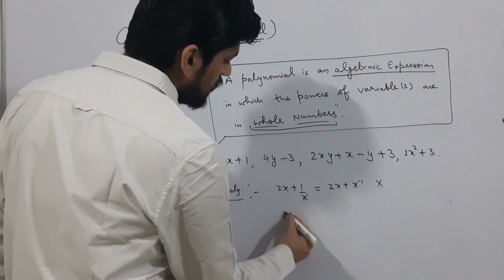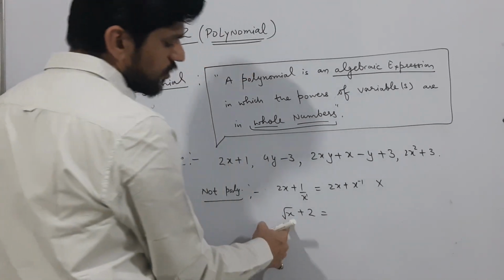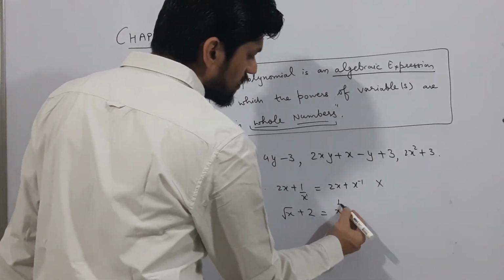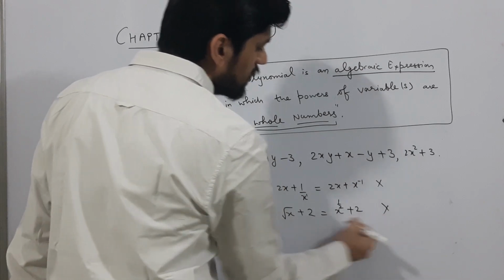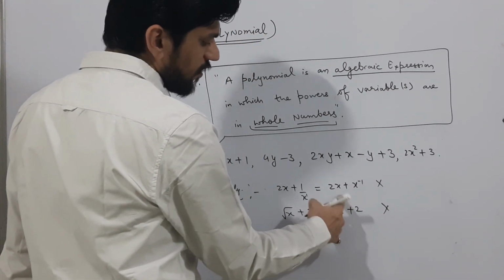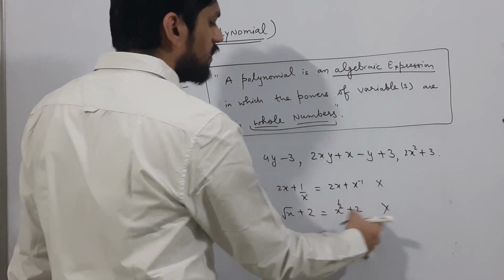Again, take an example. Suppose root x plus 2. Here you see the under root sign. Under root means x raised to power 1 by 2, plus 2. Again there is a 1 by 2 power, which is not a whole number, so it is not a polynomial.